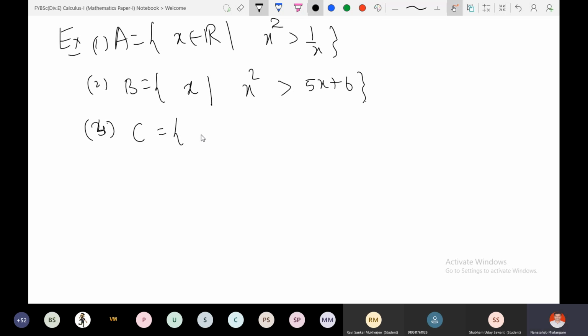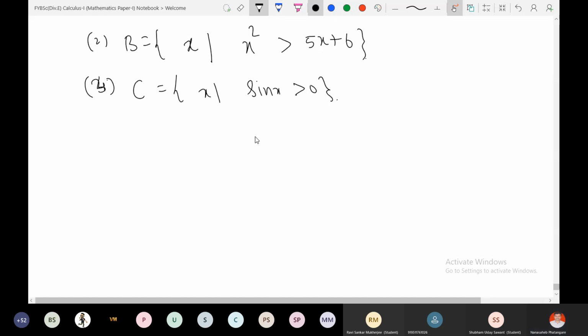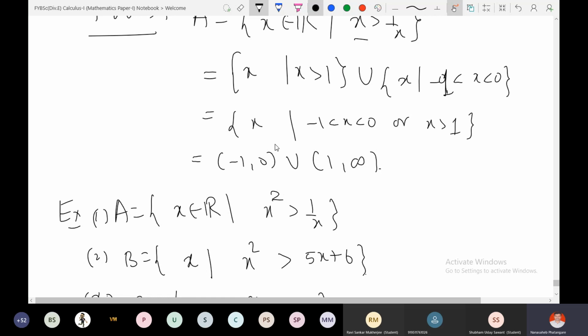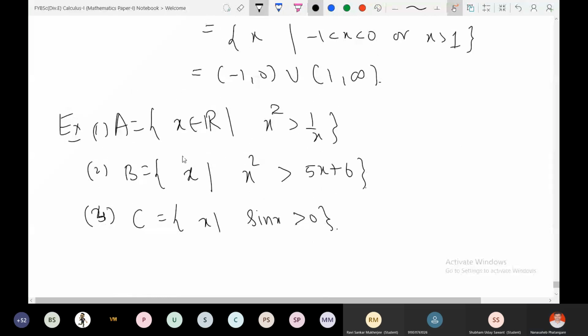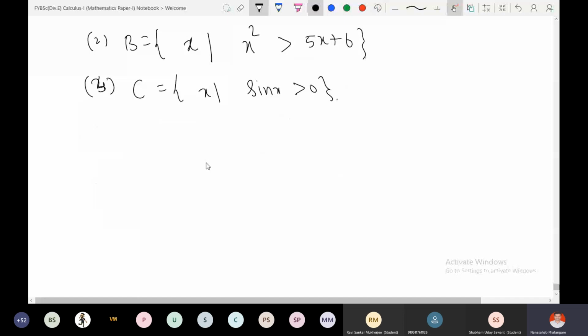Third, set C: determine this set, x such that sin x is greater than 0. You determine these sets, right? You try to investigate these sets and what are the elements which satisfy this inequality. Fine. So these are applications.